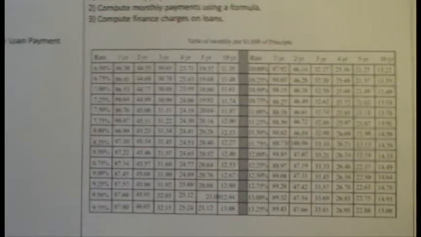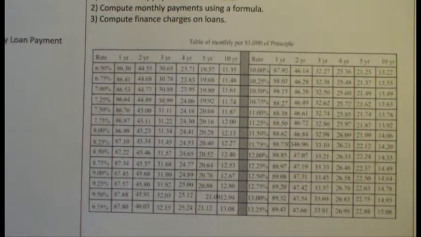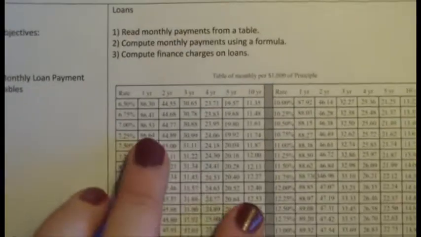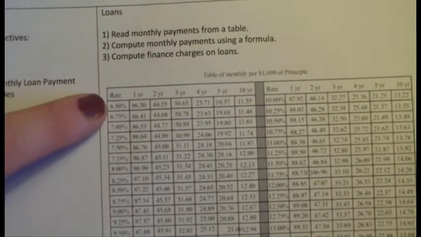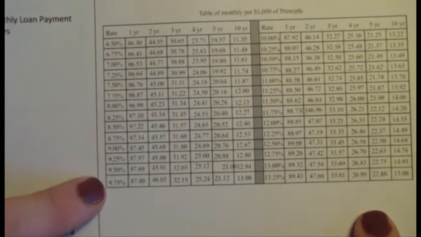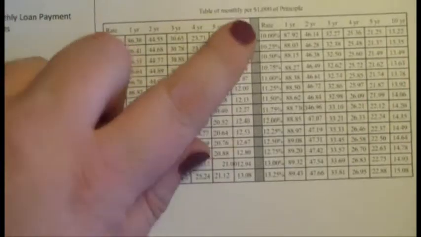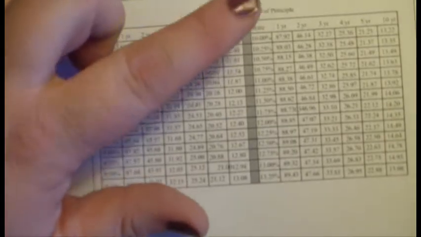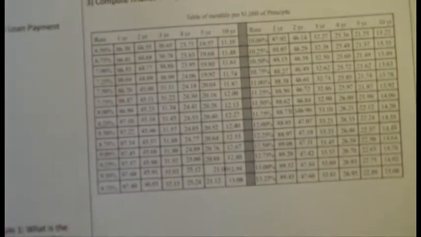So instead of doing a whole big fill-in-the-blank thing like I did for 4.1, all I have on here is the monthly loan payment table. Back in the day, they used to figure out loan payments based on tables. As you can see, we've got interest rates going down here from 6.5% to 9.75%. Then over here it picks up at 10% and goes all the way to 13.25%. It goes by a quarter point every time. So 6.5 to 6.75, 7%, and so on.